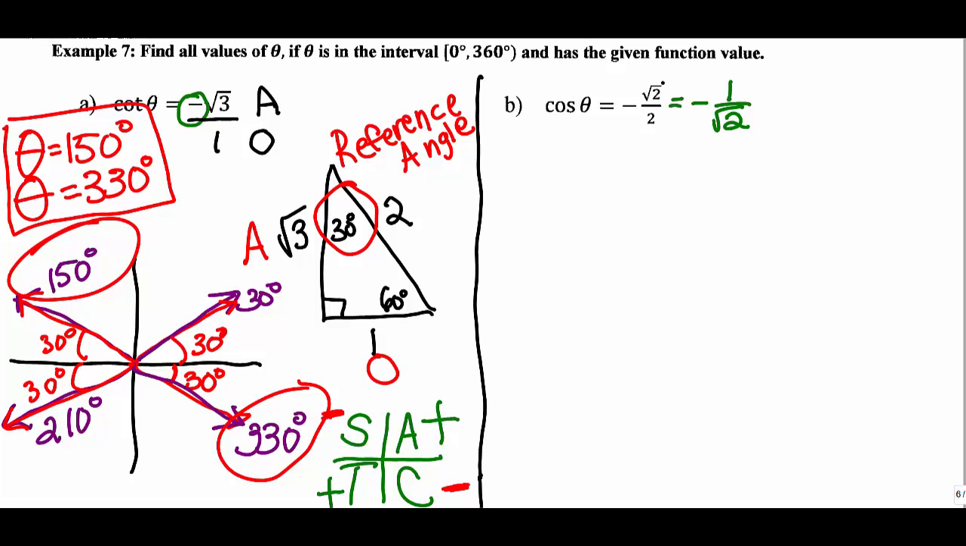So in our triangles, we know that cosine is adjacent over hypotenuse. So we're talking about one of our special triangles that has a hypotenuse of square root of 2 and an adjacent side of 1. And we know that that would be our 45, 45, 90.